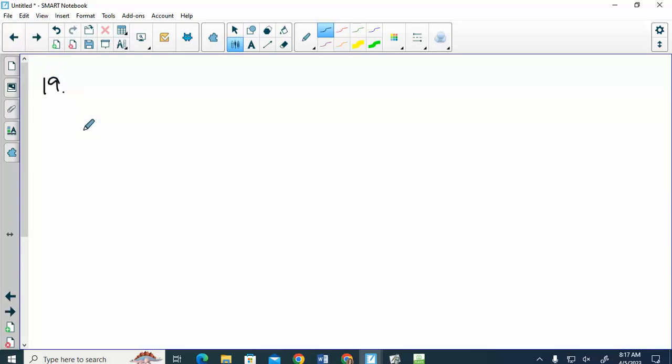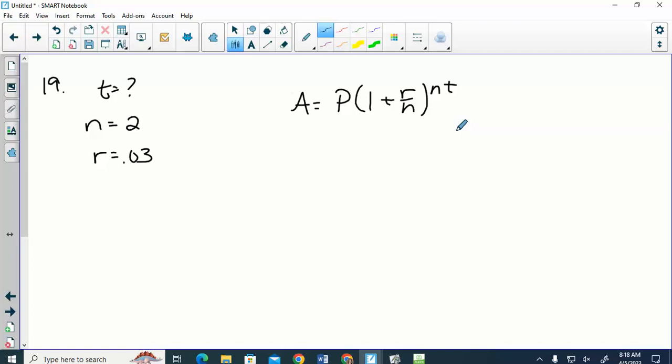Okay, number 19. Find the doubling time. So we're looking for time again. Of an investment compounded semi-annually, so the number of times a year would be 2. My rate is 0.03. And I gave you the compound interest formula, but you'll notice we don't have all of these variables. So what do I know?